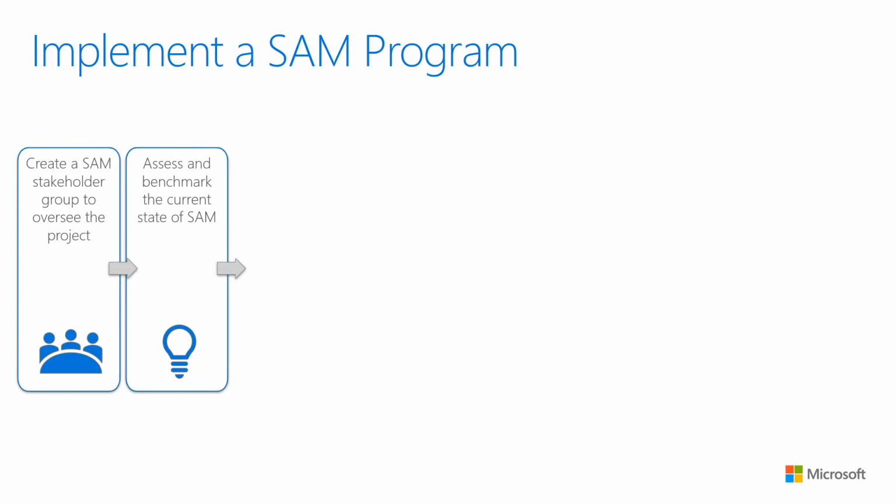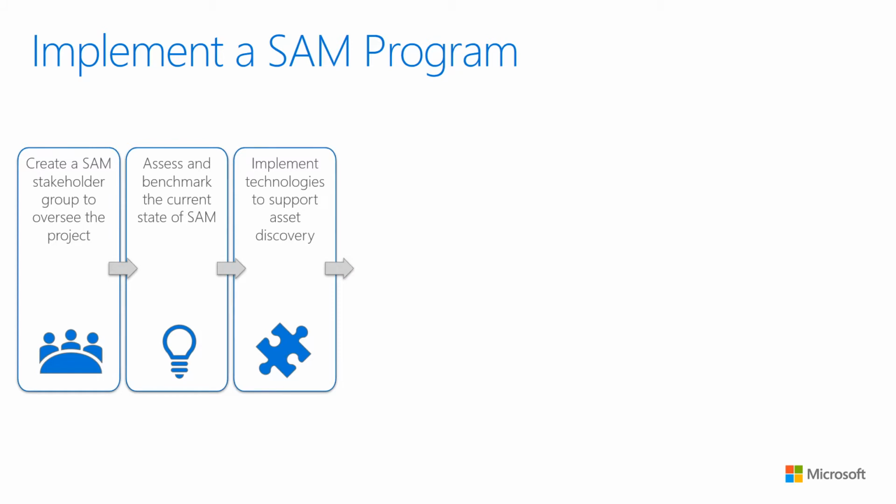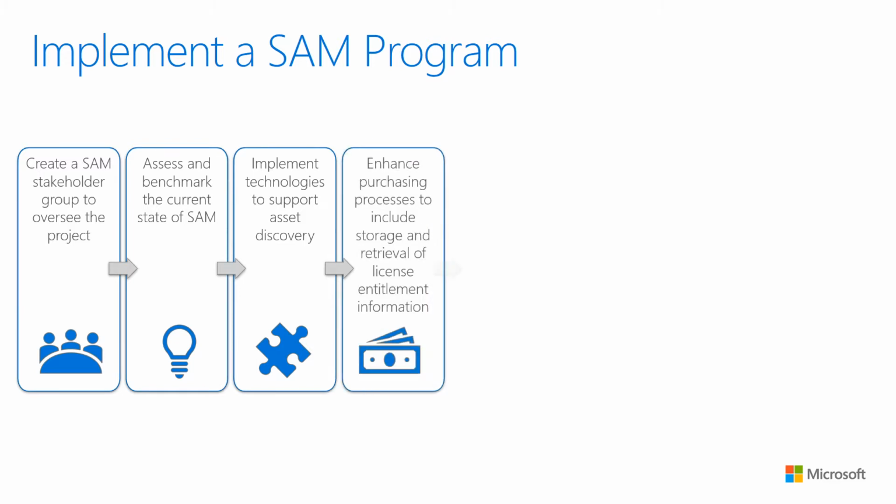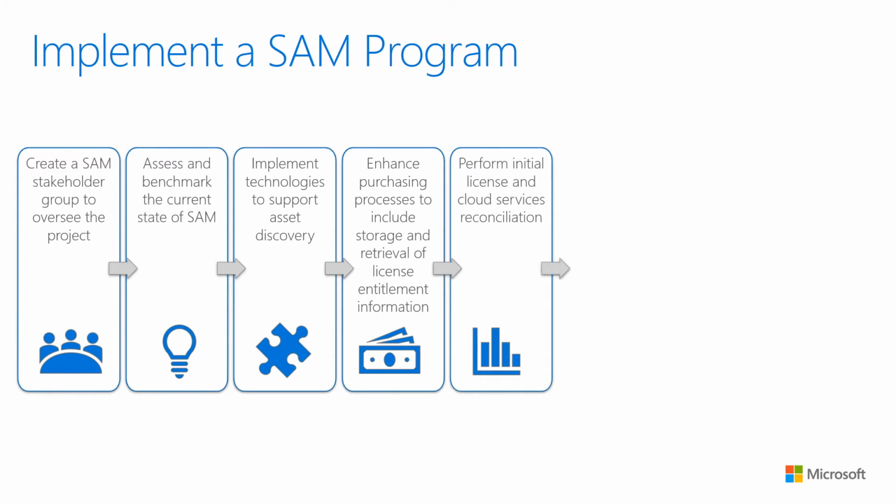Most organisations will start at the basic or standardised level and will work towards dynamic SAM, but moving through just one level at a time. Starting small and growing big is just fine. And then it's about going through the activities that we looked at in Module 2: collecting inventory information by implementing technology to support asset discovery, to enhance purchasing processes, to include storage and retrieval of license entitlement information, and then doing the initial license and cloud services reconciliation.